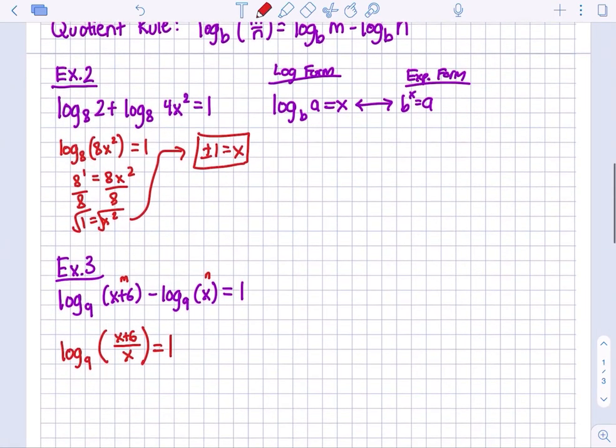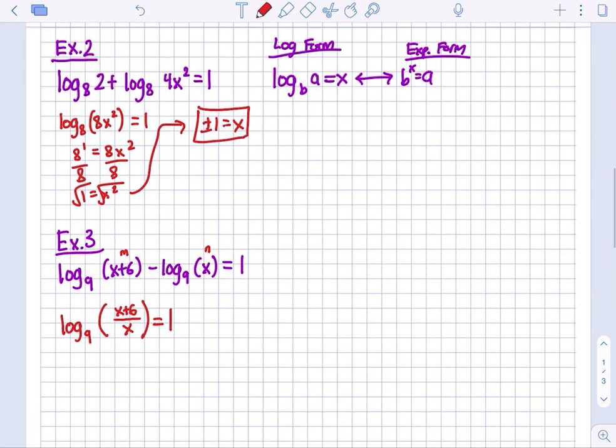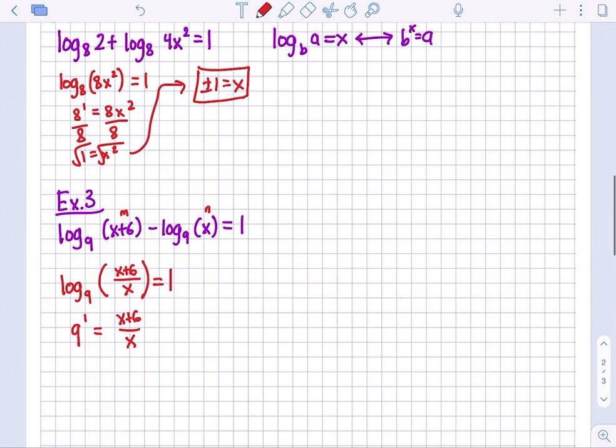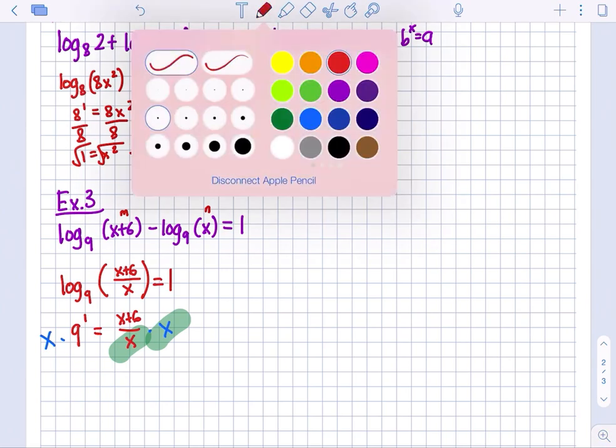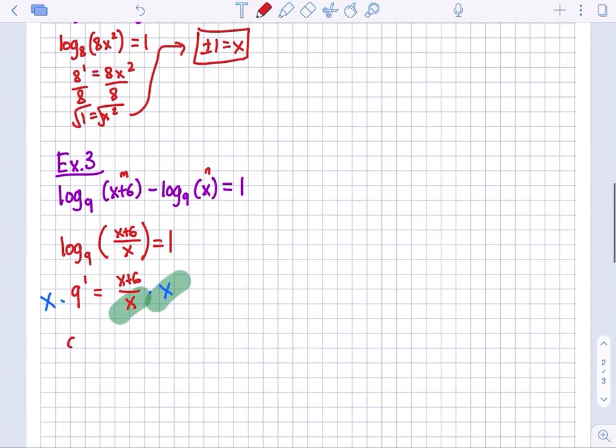So now, use your log form to exponential form. So 9 to the first power is equal to x plus 6 all over x. And now let's solve. Let's multiply both sides by x. These are going to cancel. So we are going to have 9 times x, which is 9x, is equal to x plus 6.